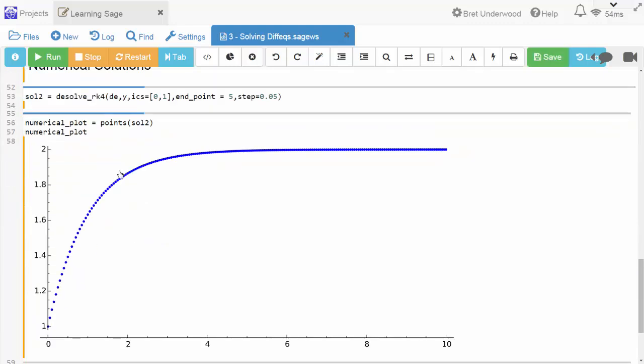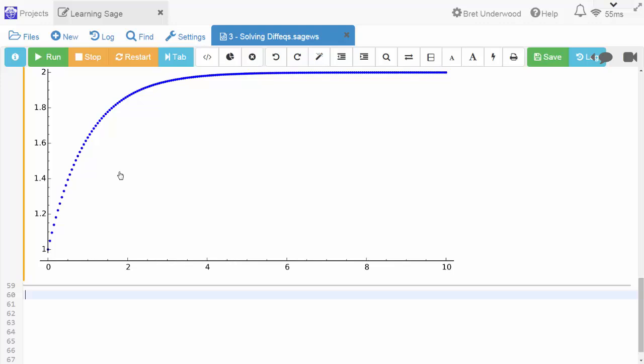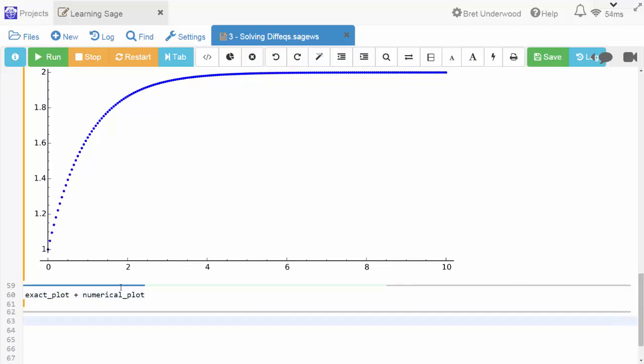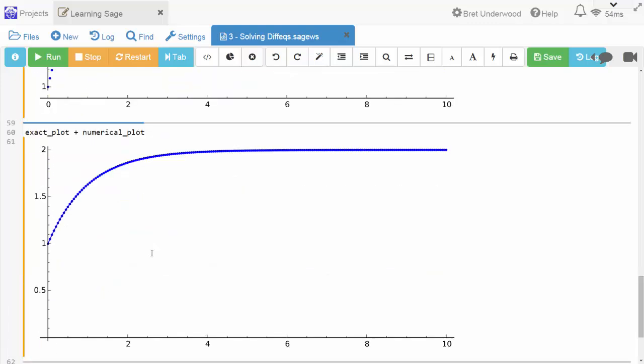There's our numerical plot. Okay, and then let's add these two together so we can see what they look like on top of each other. You can actually add plots, and when you add plots, it does exactly what you would think. It adds them right on top of each other so you can compare them. So add the exact plot and the numerical plot. You can see here there's a solid line, and then the dotted points are on top of the solid line. So the numerical and the exact solutions line up quite nicely.